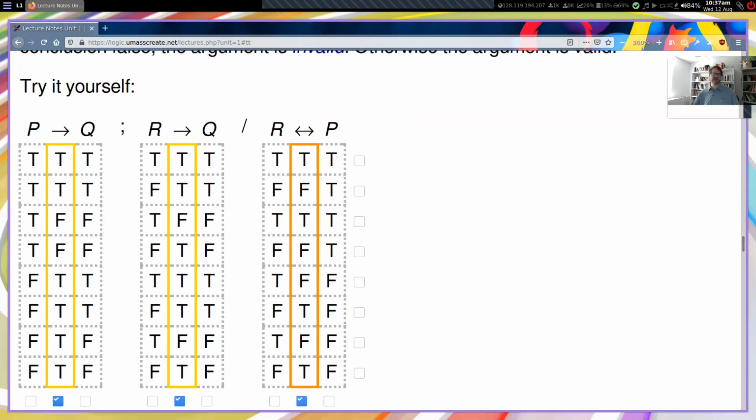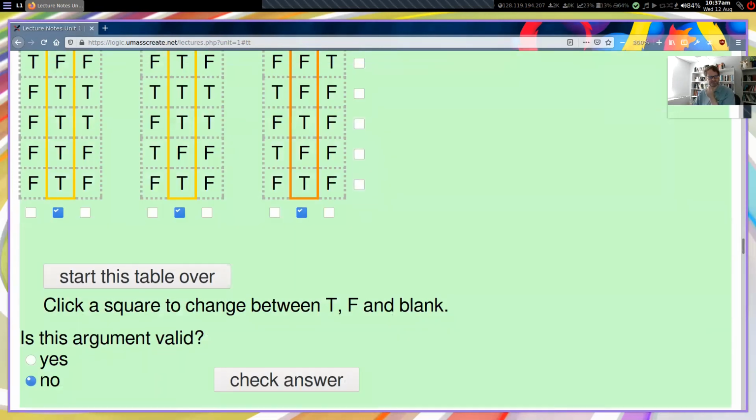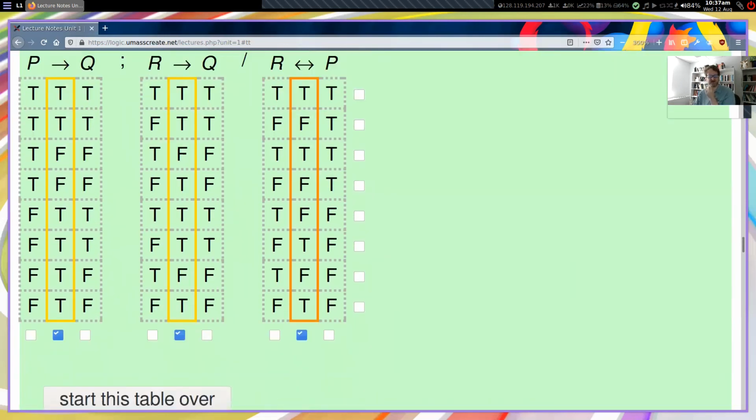So now we're going to ask ourselves, is it possible to make these premises true and the conclusion false? So we're going to look at each row. In this row, the premises are true, but so is the conclusion. But in the second row, notice that both premises are true underneath the main operator for each of the premises, and the conclusion is false. If it's possible for the premises to be true and the conclusion to be false, that makes the argument invalid. The argument is not valid.